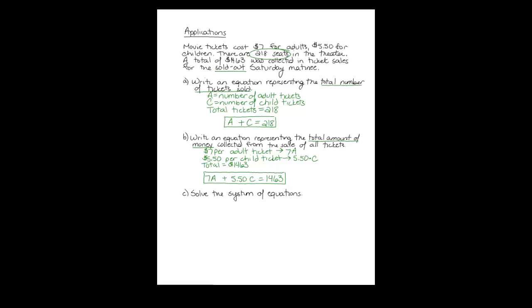So part C, solve the system of equations. The system of equations, putting it all together, we have A plus C equals 218. 7A plus 5.50C equals 1,463. That is the system of equations that we are solving. And if you'll notice, it doesn't require a certain method. We could use the graphical approach, we could use elimination, we could use the substitution method. Any of those would work. I'm going to go with the substitution method here. We have our first equation, A plus C equals 218.